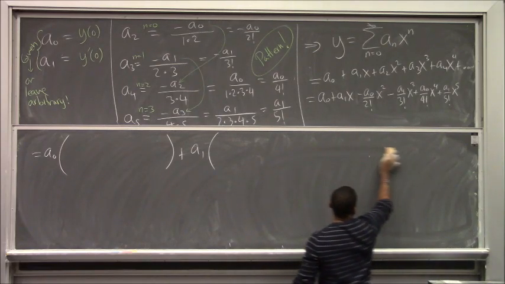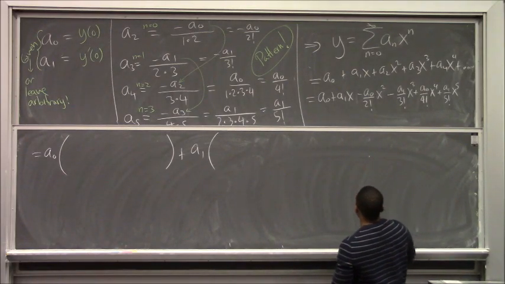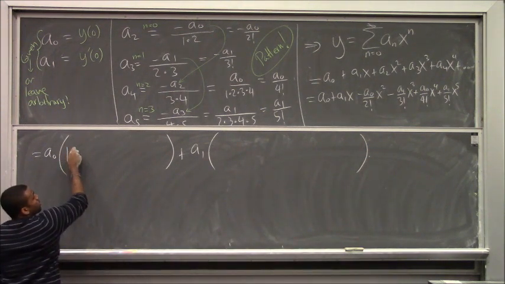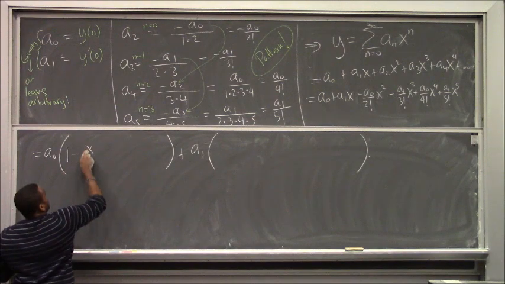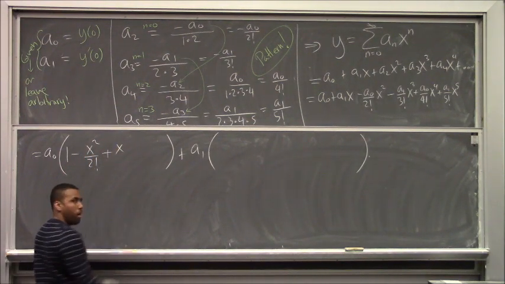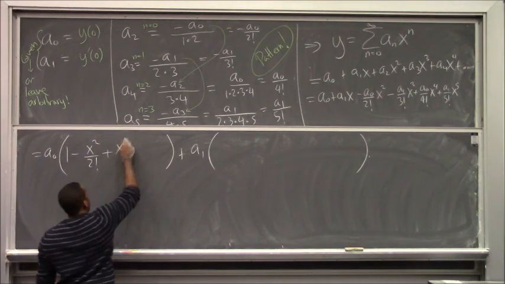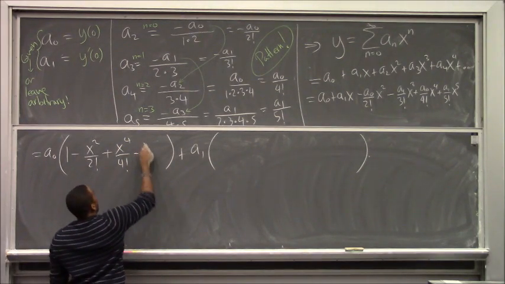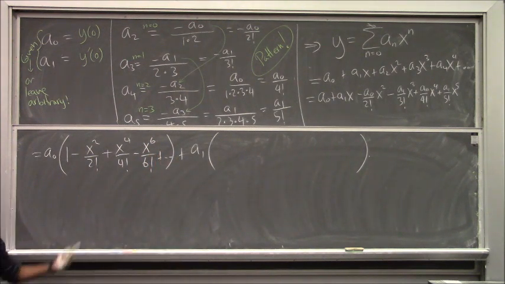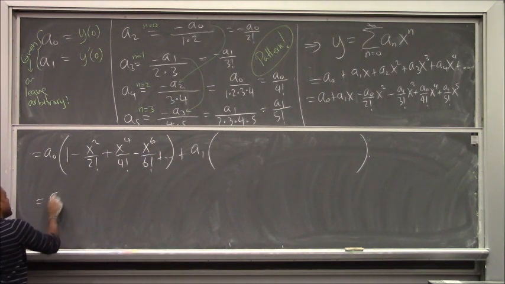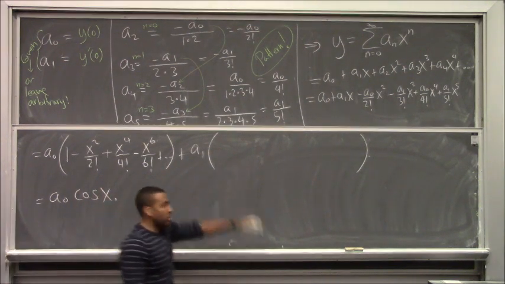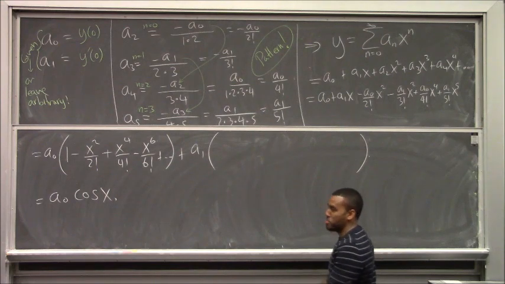What are the guys in front of the A0? What would I have over here? 1 minus... Oh, that's cosine. That's cosine. Oh, wow. Hold on. Hold the phone. I know that guy. That's cosine. What's going to happen over here? Sine. Spoiler alert.